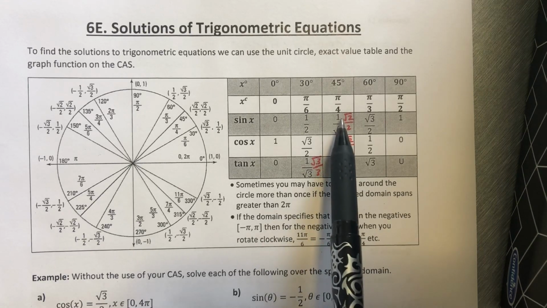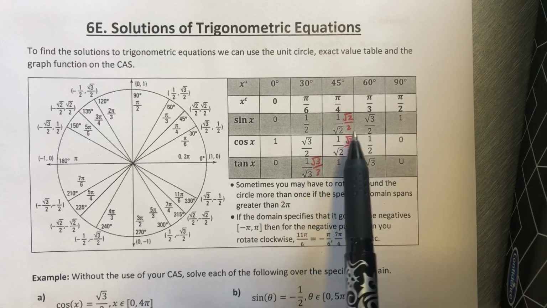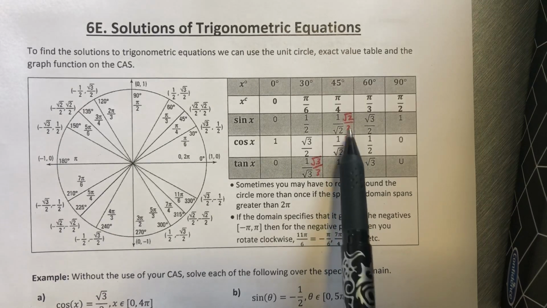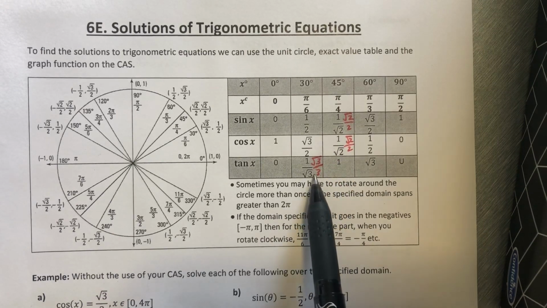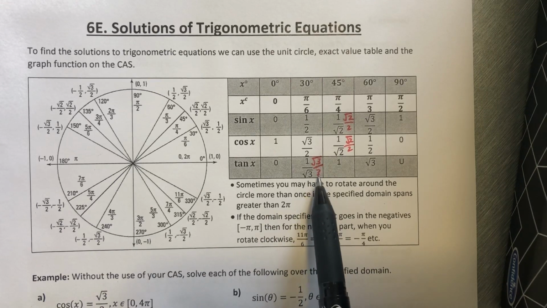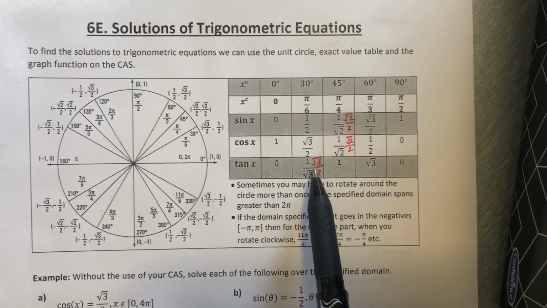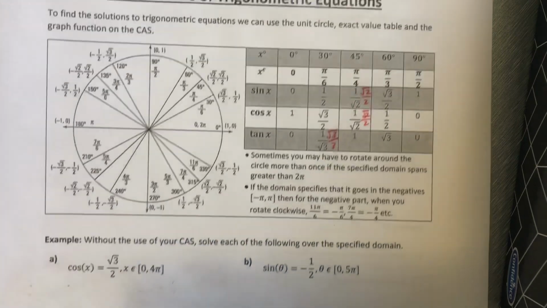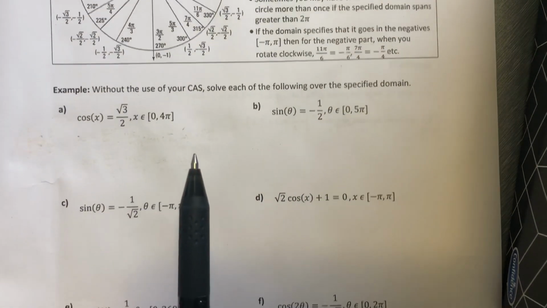So, normally printed is 1 on root 2, but that's the same as root 2 on 2. As you can see, I've changed it in those 2 spots. But this spot as well, instead of 1 on root 3, you might see it as root 3 on 3. They're the same thing. Alright, so let's start having a look at these examples here.